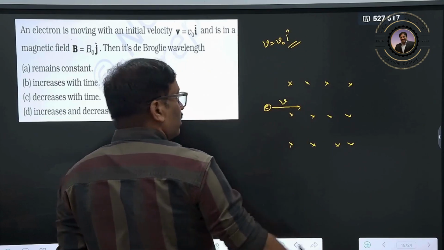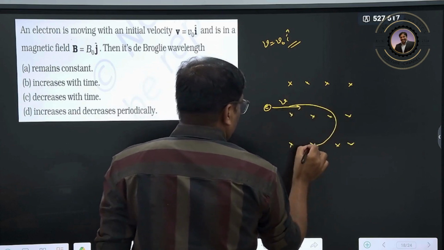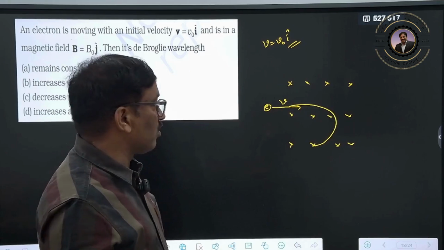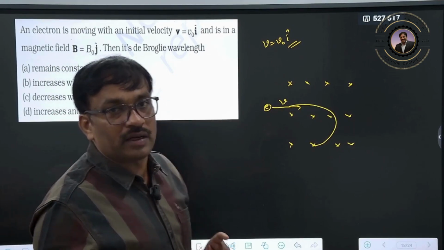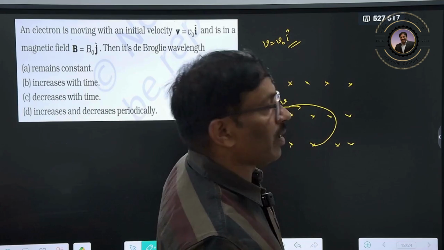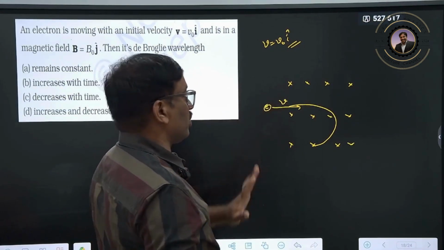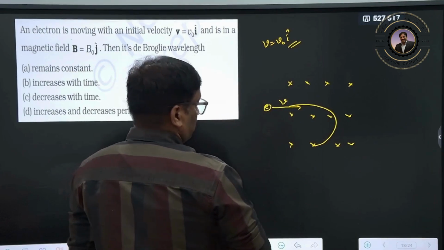The electron is going, therefore what will happen now, it will undergo a circular path onto this. But try to observe this one point we studied in moving charges, magnetic effects of current. If you did not watch, please watch, so that you can get still more clarity onto this.